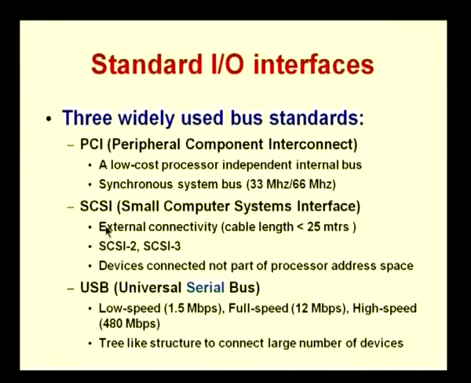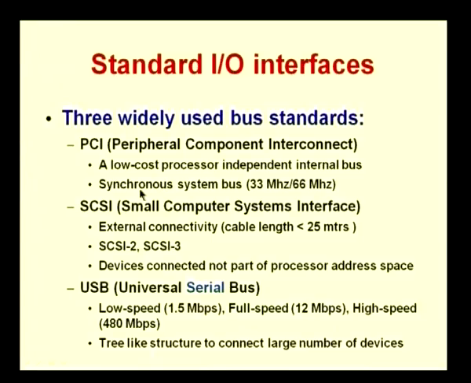The PCI and SCSI actually are pretty much internal to the system. So you might not have heard of PCI and SCSI, but you definitely have heard of the USB bus, because this is something which we use to connect up external devices. If we look at the PCI bus, the Peripheral Component Interconnect Bus, this is a system level bus. It is a low cost, processor independent internal bus. Processor independent in the sense that different processors could be connected to this particular bus, and you can have different devices connected to this bus so that the processor can talk to the different devices. It is a synchronous system bus which works at about 33 megahertz or 66 megahertz. There are two versions available.